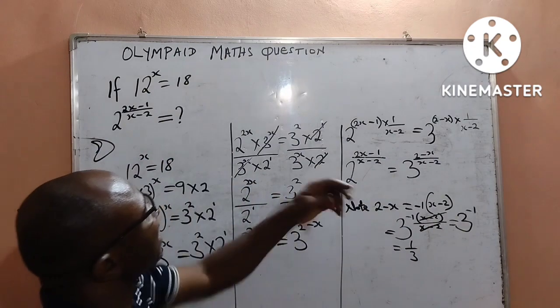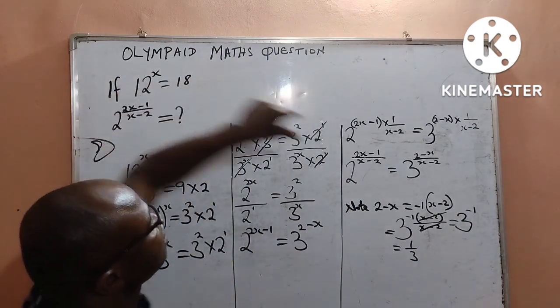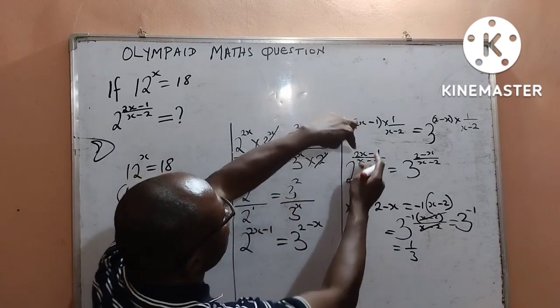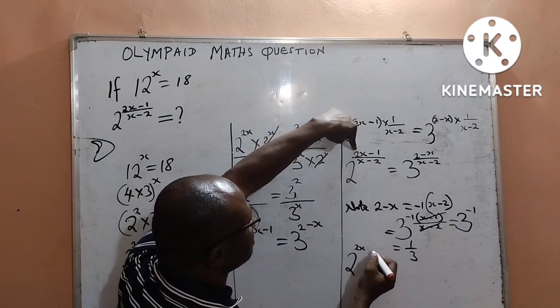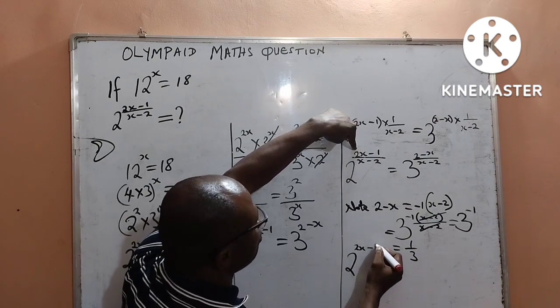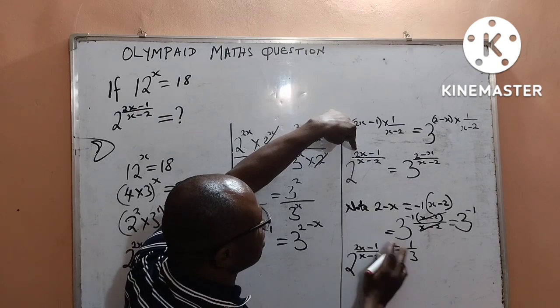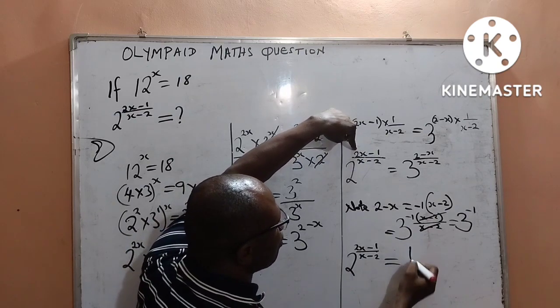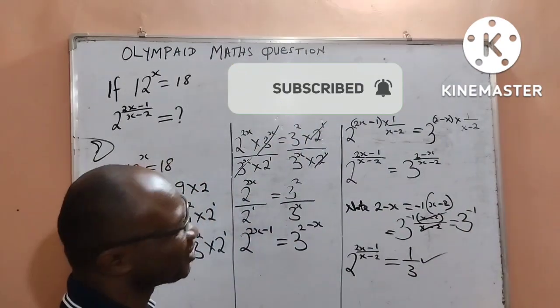Let us now say finally in conclusion that this question we are asked to find, we bring it down to write that 2 raised to the power 2x minus 1 all over x minus 2 is equal to 1 all over 3. Final answer. I told you the video is not going to take long.